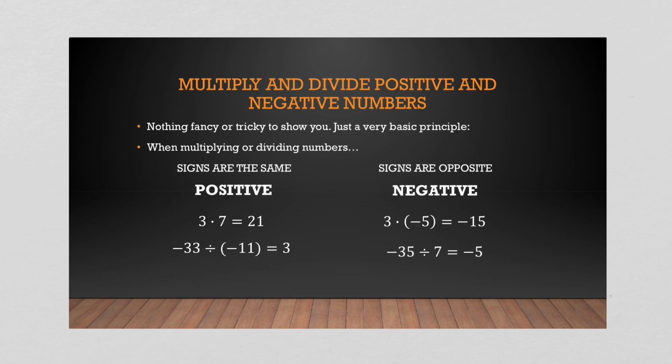Multiplying and dividing positives and negatives, there's nothing tricky here, there's nothing fancy, there's nothing I can help you with. It's just the fact that for either one, multiplication or division, if the signs are the same, the answer is positive. So a positive times a positive, positive. A negative times a negative, positive. And then same with division. And then in opposite signs, the answers are negative. So if you multiply a positive by a negative, or you divide a negative by a positive, or vice versa, your answer will be negative.